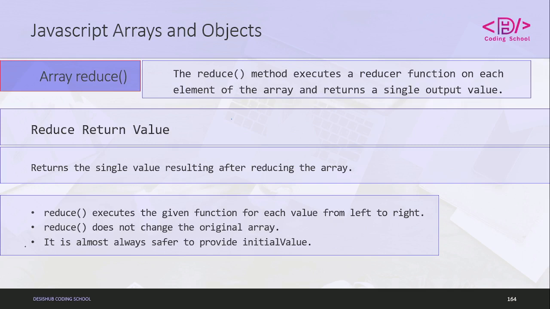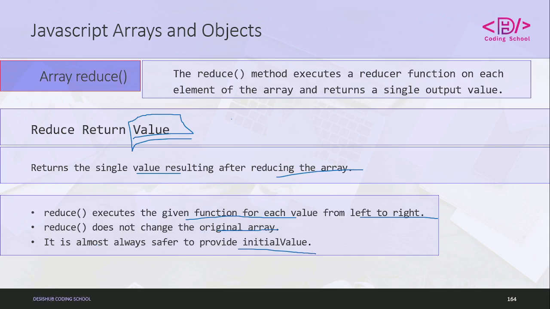So the first thing to understand is what this returns. The reduce method returns a value. It returns a single value resulting after reducing the array. The reduce executes a given function for each value from left to right and does not change the original array. That is something to note, and it is almost always safer to provide the initial value.